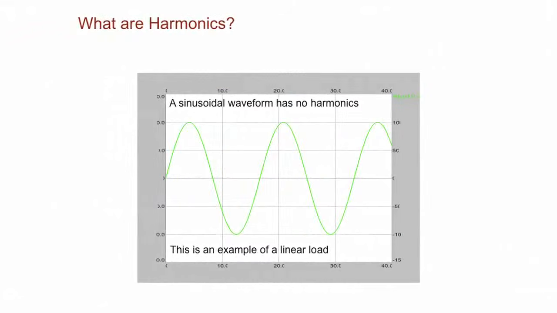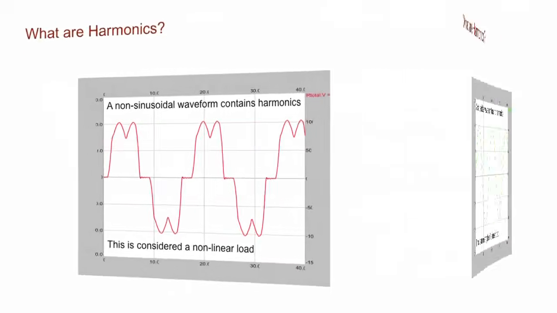If we look at this, this is a nice, perfect sinusoidal waveform. This is what I would expect, a perfect example of a linear load. It wouldn't be these lights above our head, maybe an incandescent light bulb, right? No harmonics on the system.